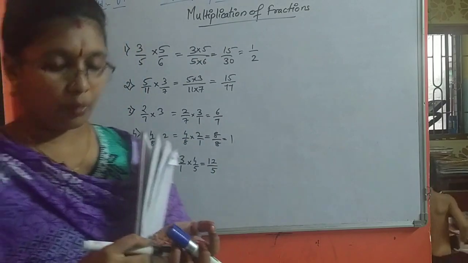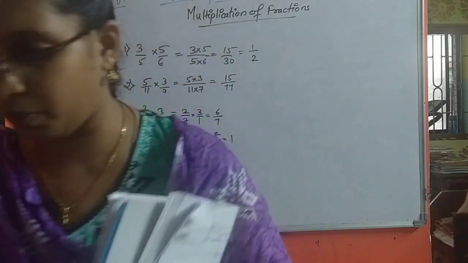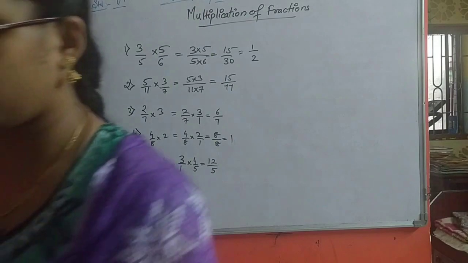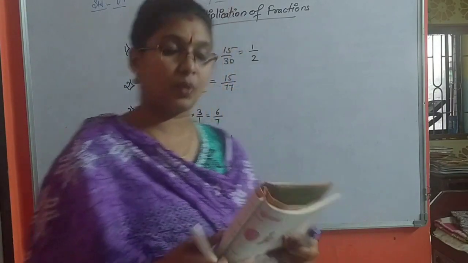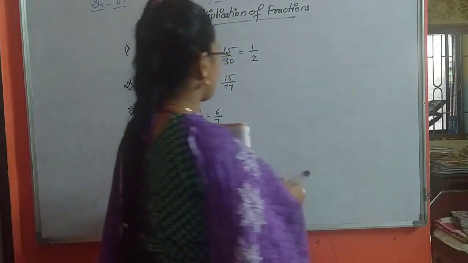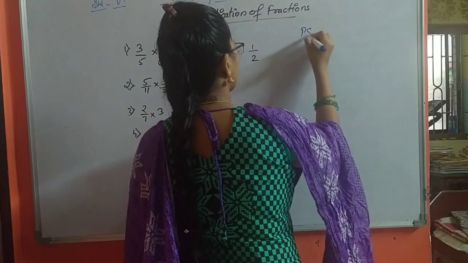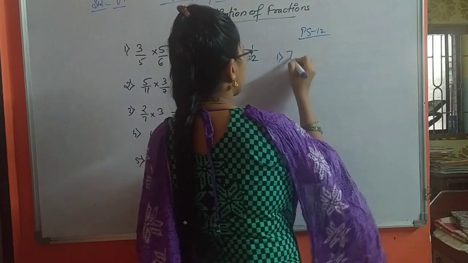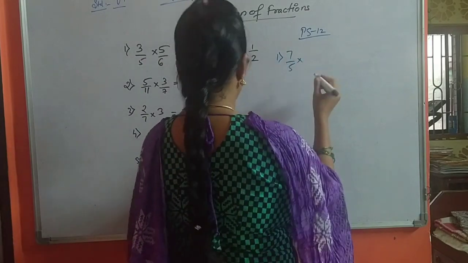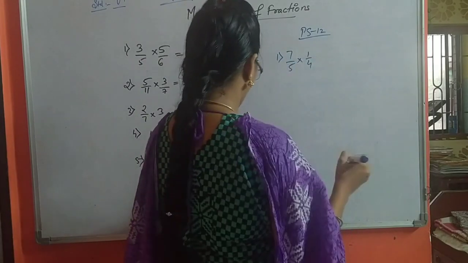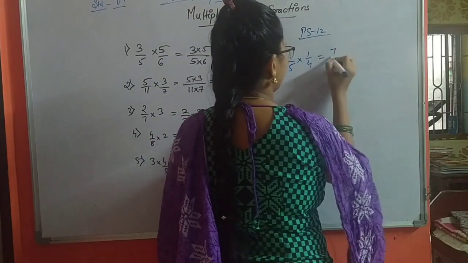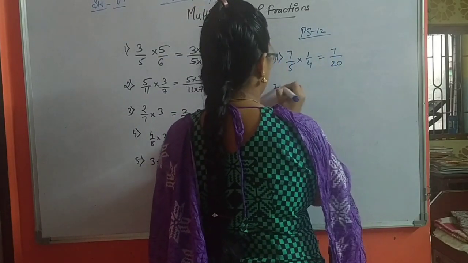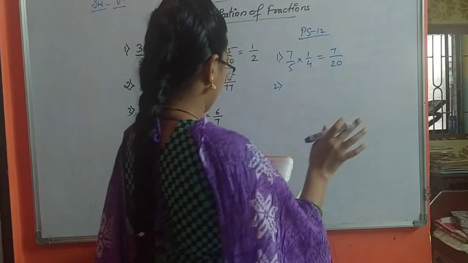Moving towards your problem set. Again we have some questions for practice. Let's take up those questions from your problem set number 12. The first one you have is 7 upon 5 into 1 upon 4. So 7 ones are 7, 5 fours are 20. Since we cannot divide it, leave it as it is.